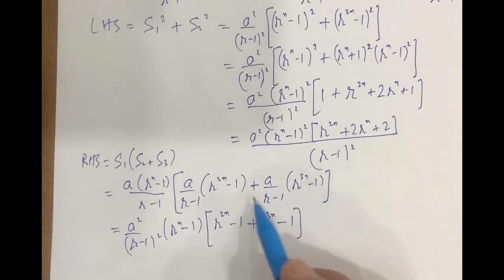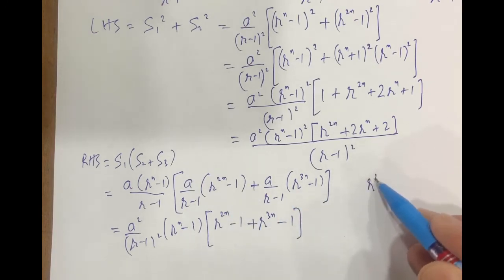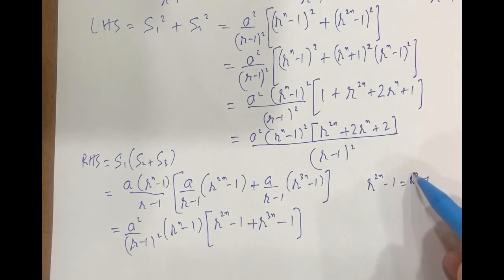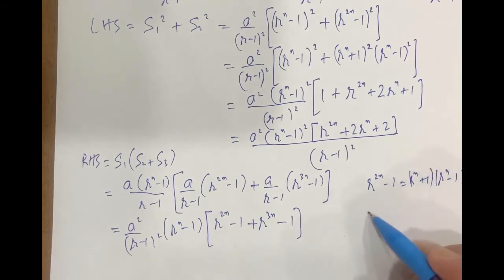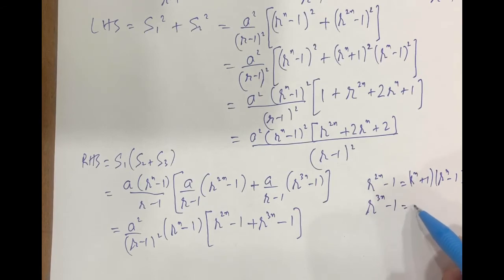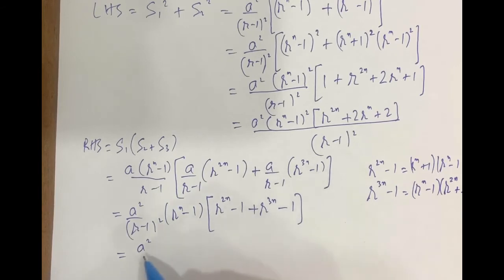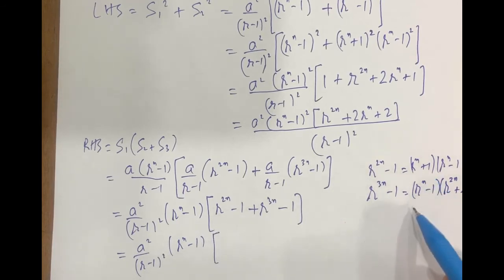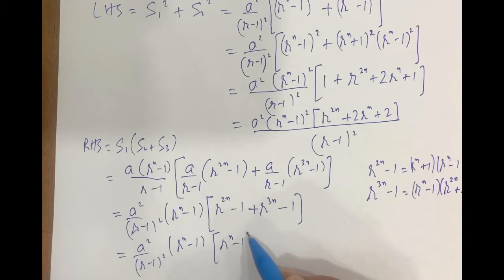We can factorize these. r^(2n) minus 1 is (r^n plus 1) into (r^n minus 1), and r^(3n) minus 1 is like a cube minus b cube, (a minus b) into (a square plus ab plus b square). So this is a square (r minus 1) whole square (r^n minus 1), and from this and this I am taking r^n minus 1 common.